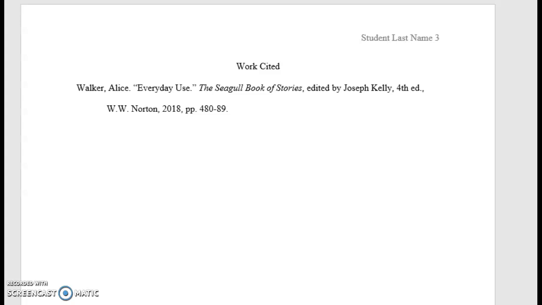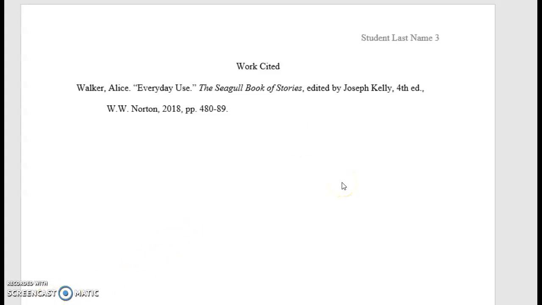Followed by the title of our short story is the title of the container, and the container of the short stories is the textbook, the Seagull Book of Stories. Because it is a container, because it is a large work, we denote that by using italics. Now, I haven't seen anyone in this class doing this, but if you were handwriting something, you would use underlining. Since we're all using word processing programs, italics is the way to go.